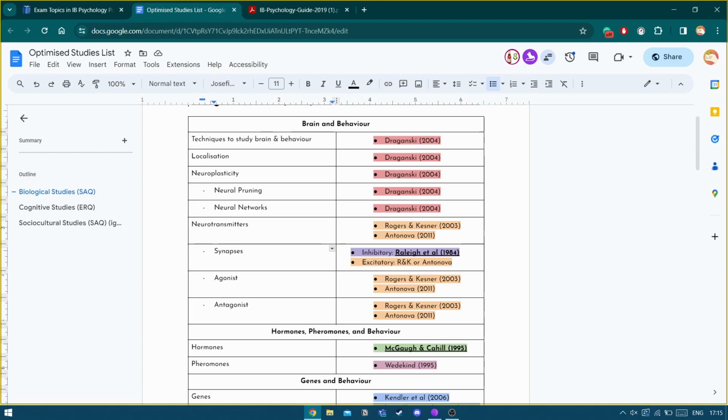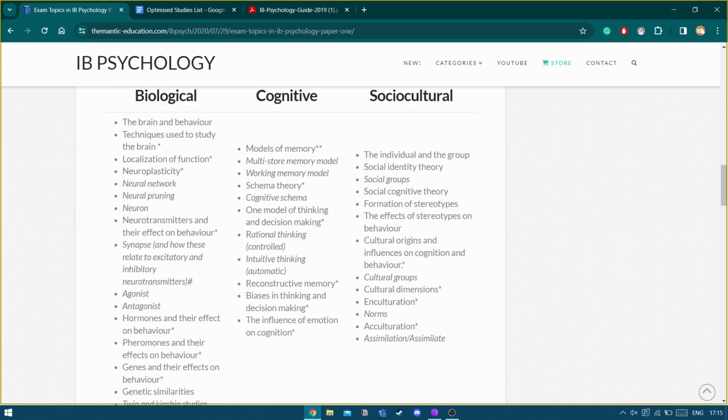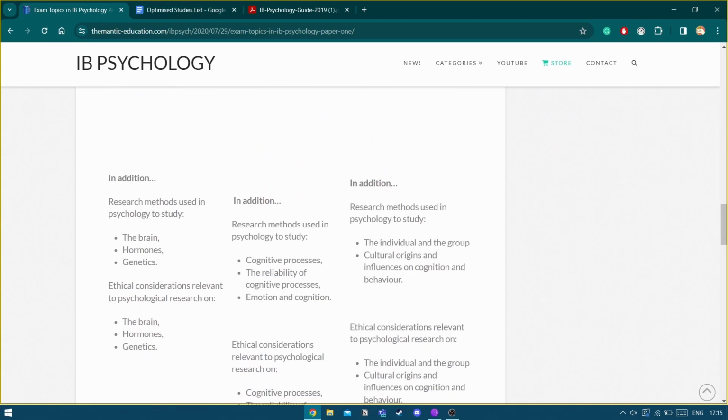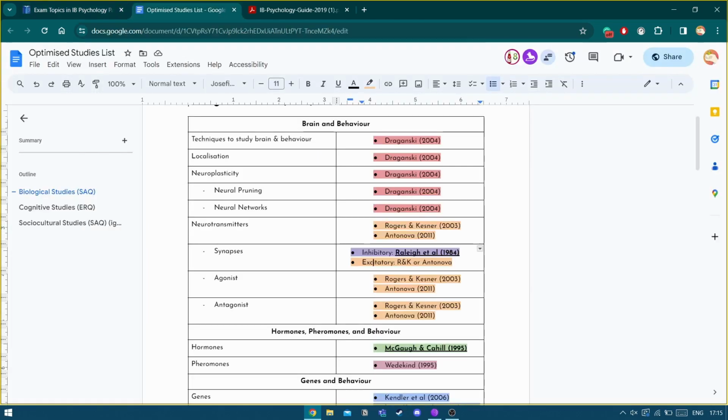And you might notice here in synapses, there's inhibitory synapses and excitatory synapses. And I think, if I'm not mistaken, it was also in the thematic website somewhere. Yeah, right here. Exam questions related to excitatory and inhibitory synapses will allow students an option to write about one or the other. I don't know about that. But I'm just going to prepare this just in case, because it's also down here right below.